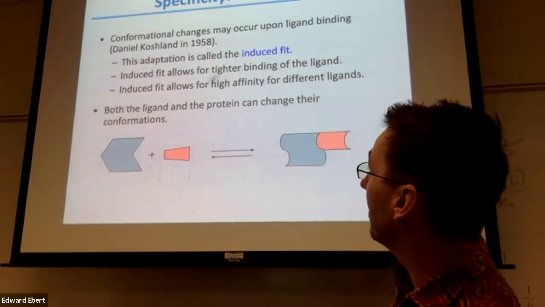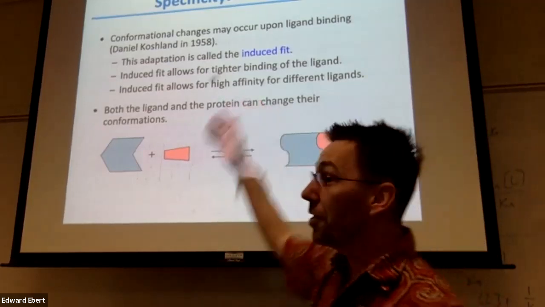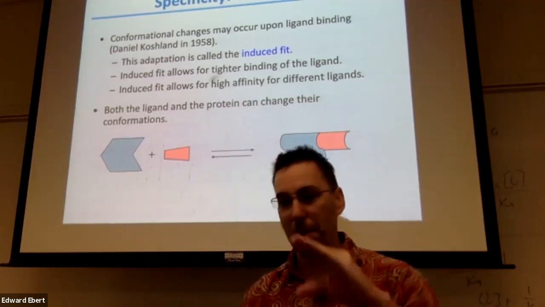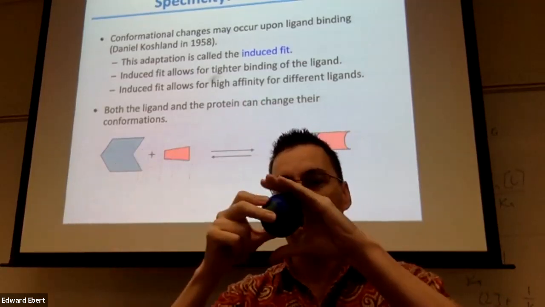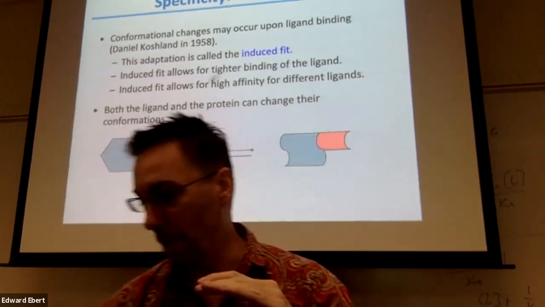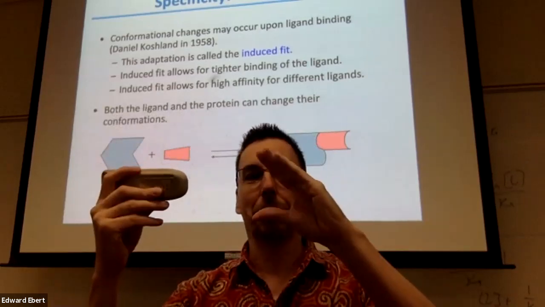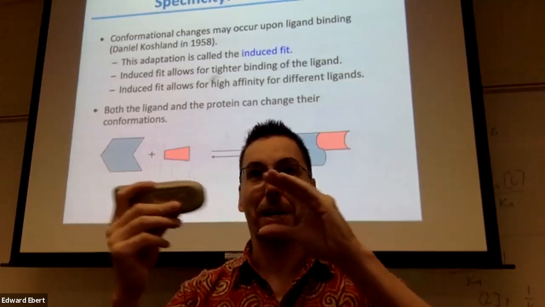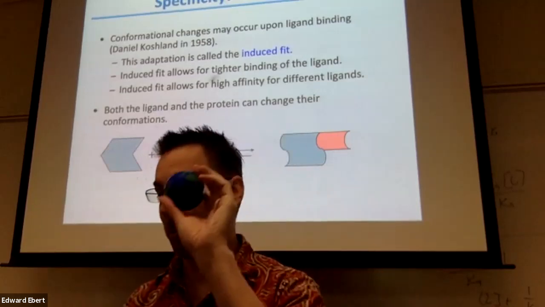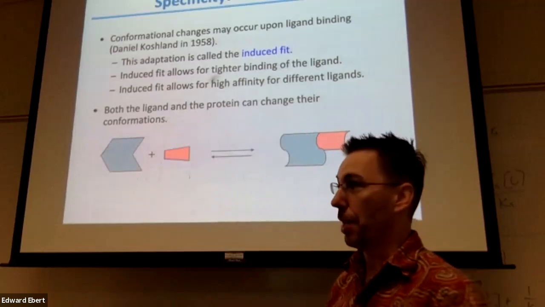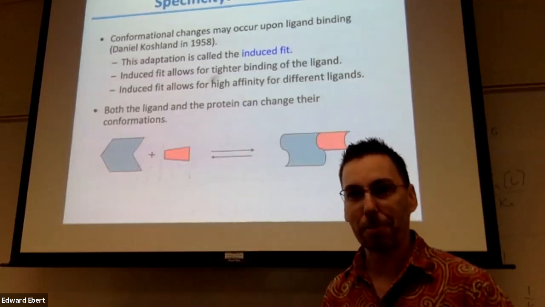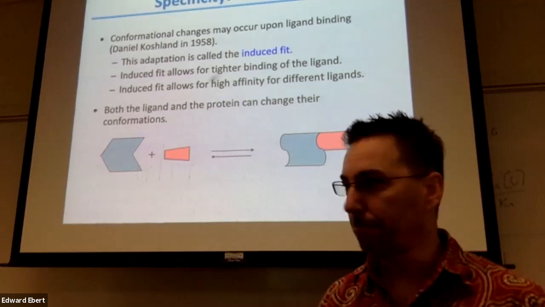The other neat thing about induced fit is that I can bind more than one ligand now. If I've got molecule A here with this induced fit, I can have molecule B with a rounded shape. I can also maybe bind it, and maybe I prefer this one, so I might have a higher specificity for ligand A as opposed to ligand B.